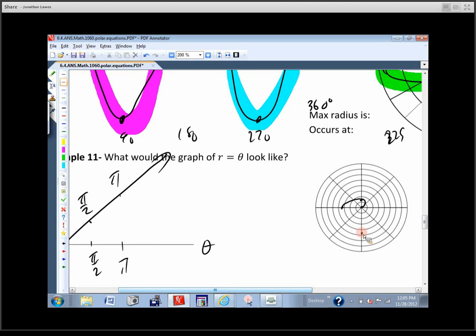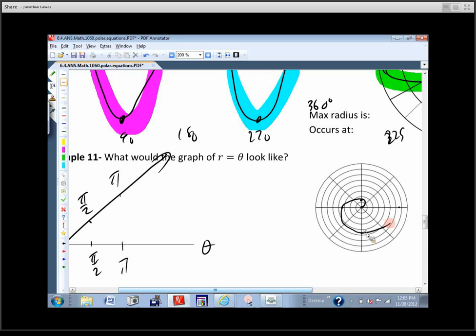4.7. So about right there. So what does this look like? Spiral. Looks like a spiral. By the time I go all the way around full circle, 2 pi, it's going to be 6.28. So that's going to be, let's see, 1, 2, 3, 4, 5, 6, about right there.